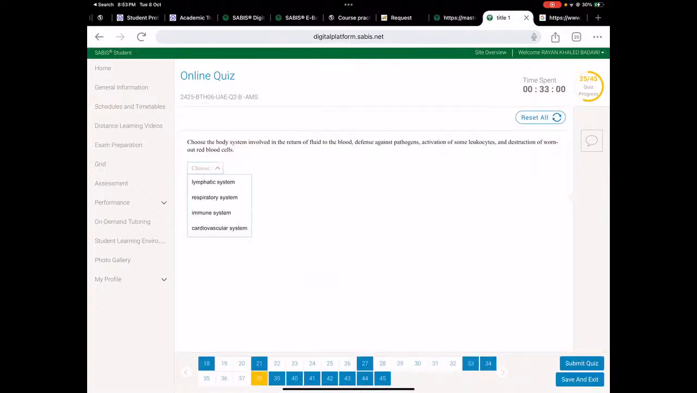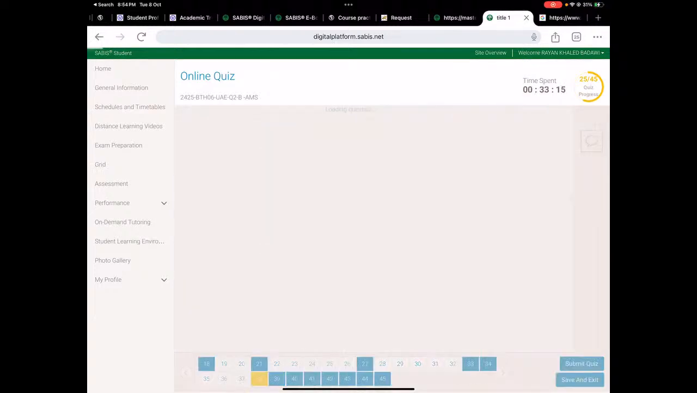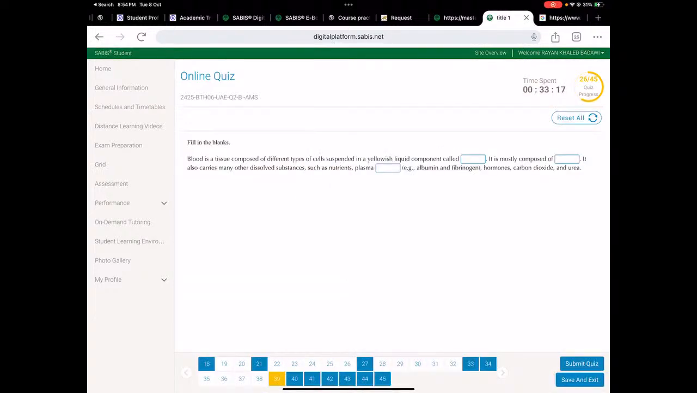Okay, this is for the people who asked about the lymphatic system. Those are the functions of the lymphatic system. Returns fluid to the blood, defense against pathogens, and activation of some white blood cells and destruction of old and worn out red blood cells. Okay, now those are the functions of the lymphatic system.